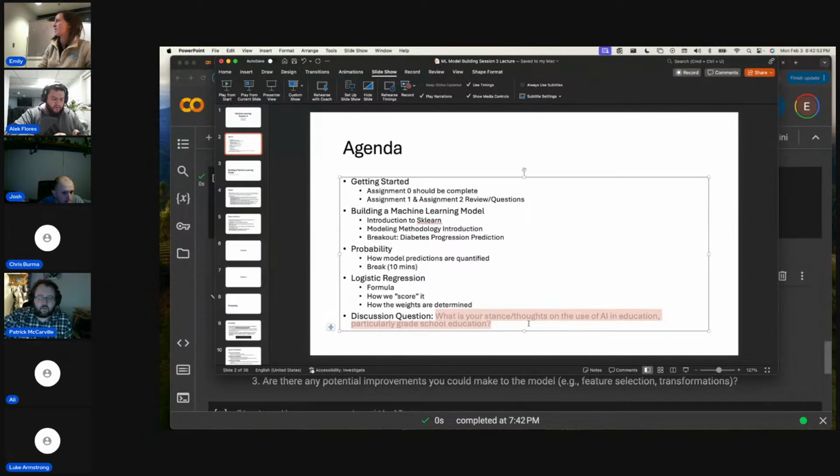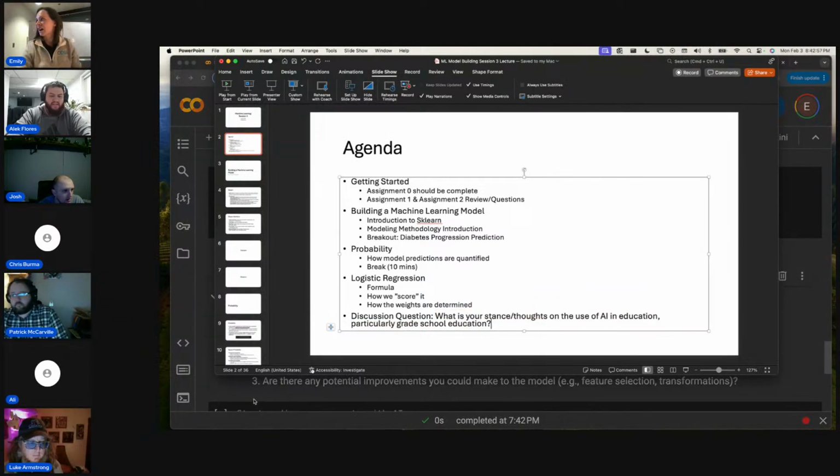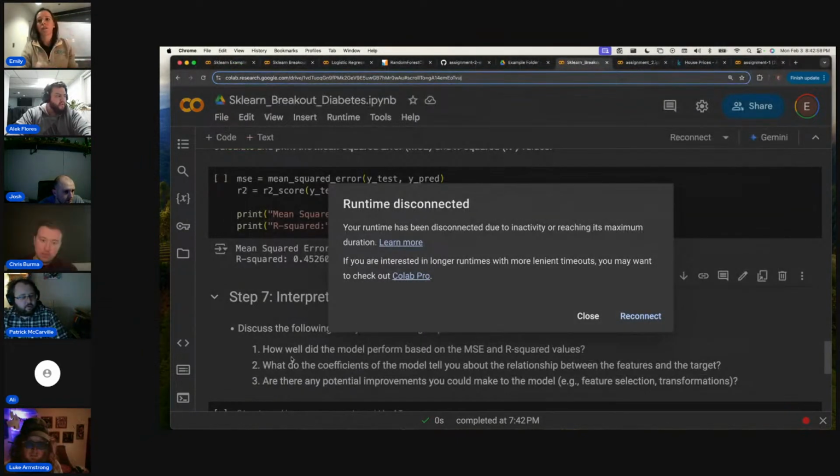What is your stance and thoughts on the use of AI in education, particularly in grade school education? I'm thinking about pre-college, essentially.